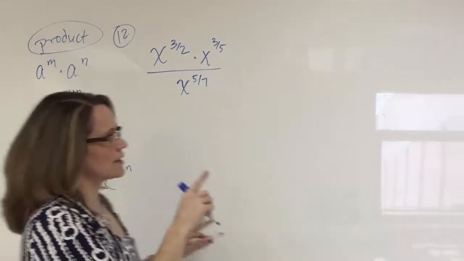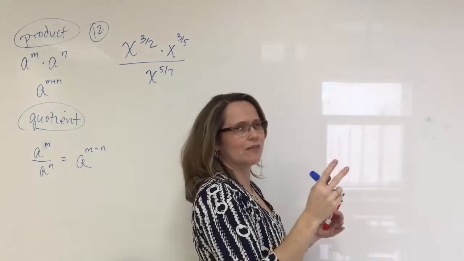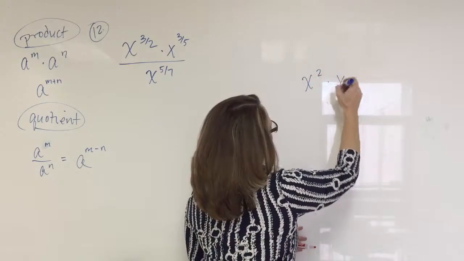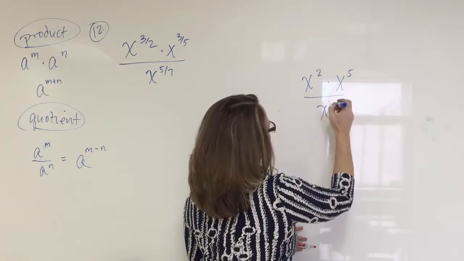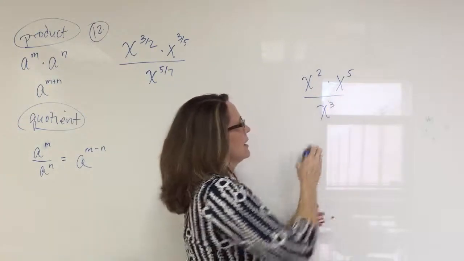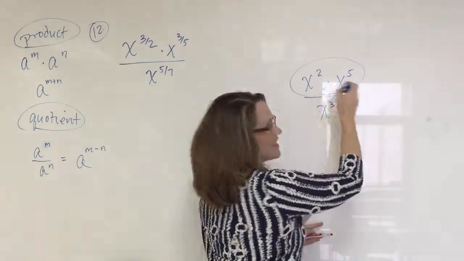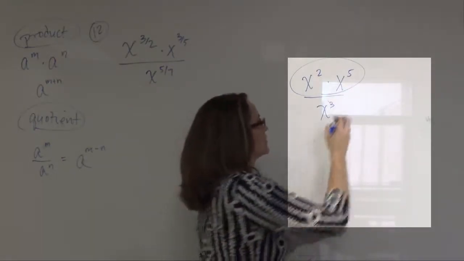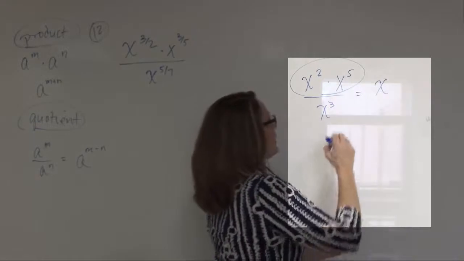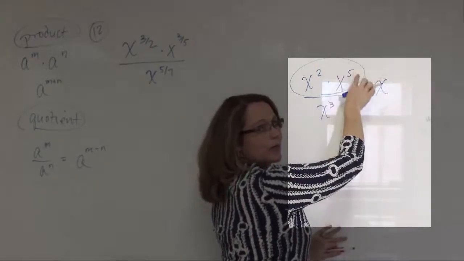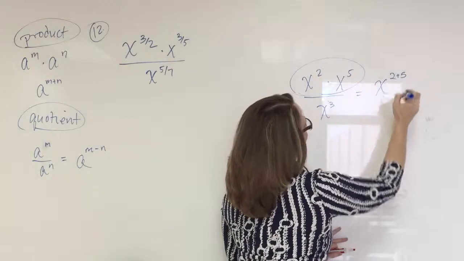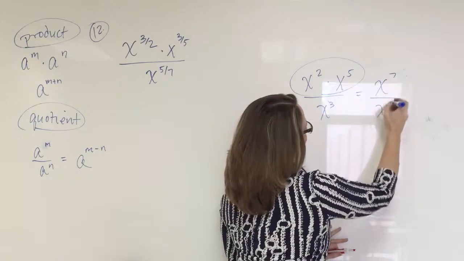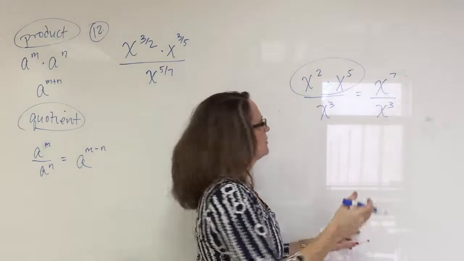Now if this had been a nice little problem instead of fractional exponents, we might have had something like x squared times x to the fifth over x to the third. Looking at just the top, I can see that that's the product rule. I have bases that match, and since I'm multiplying, I keep my x and add this power plus the other power, so I can call that x to the seventh. That moves us a step closer to being done.